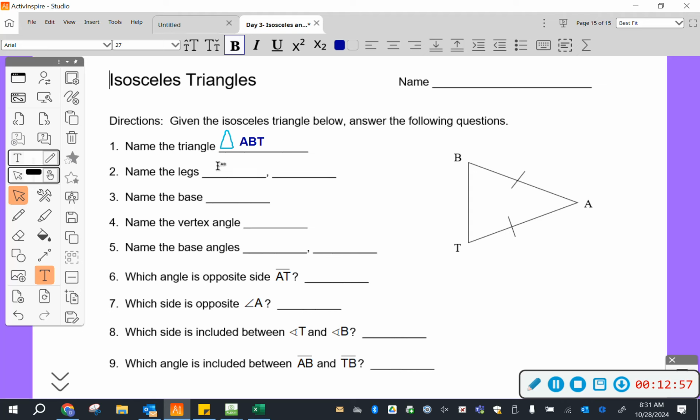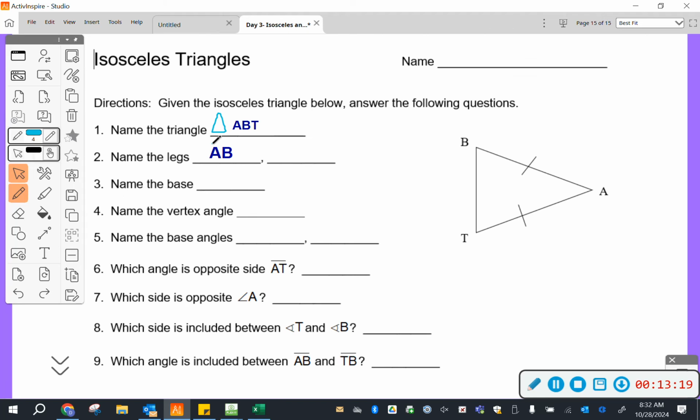What about the legs? What are the legs here? Right leg, left leg. No. Okay, BT is not a leg. BA or AB is a leg. And when you write that, can y'all put a little line above it, because technically it is a segment. BT is my base, it's the bottom. What's the other leg? 18. There you go, write it down.